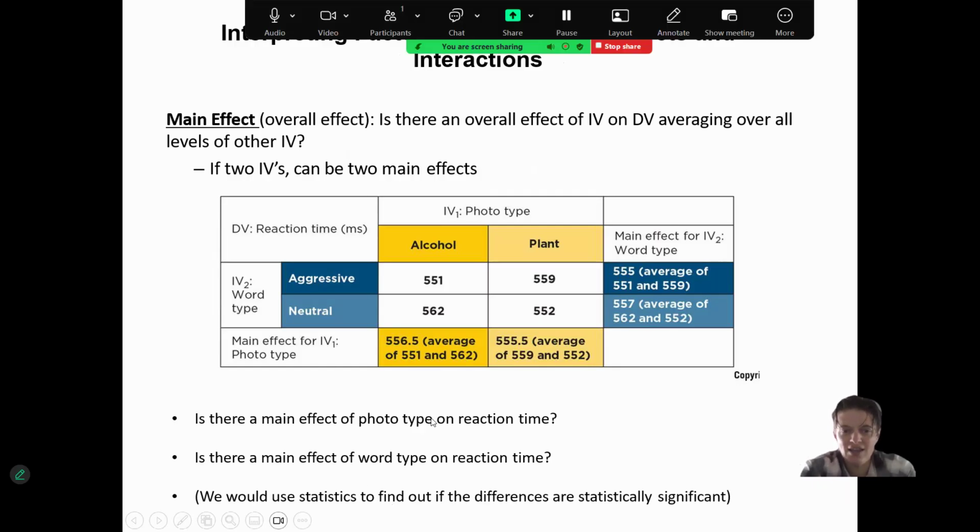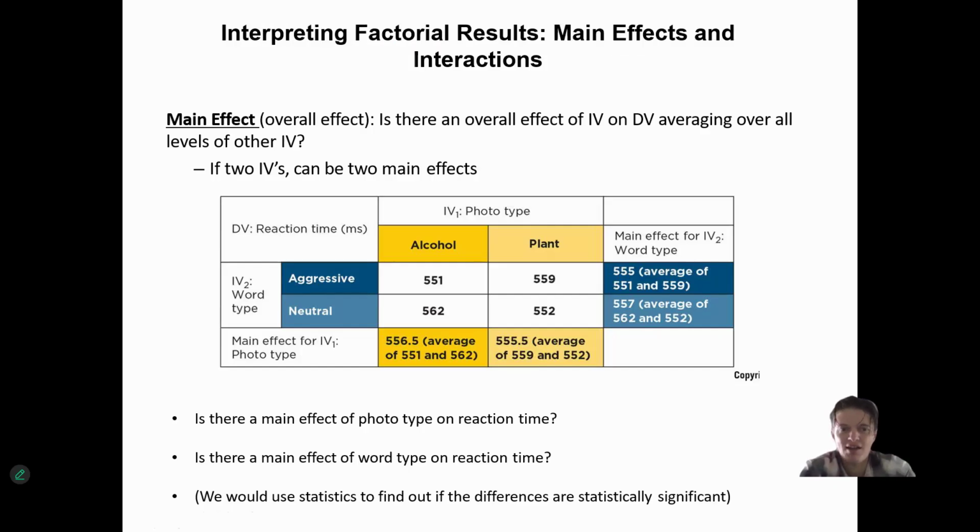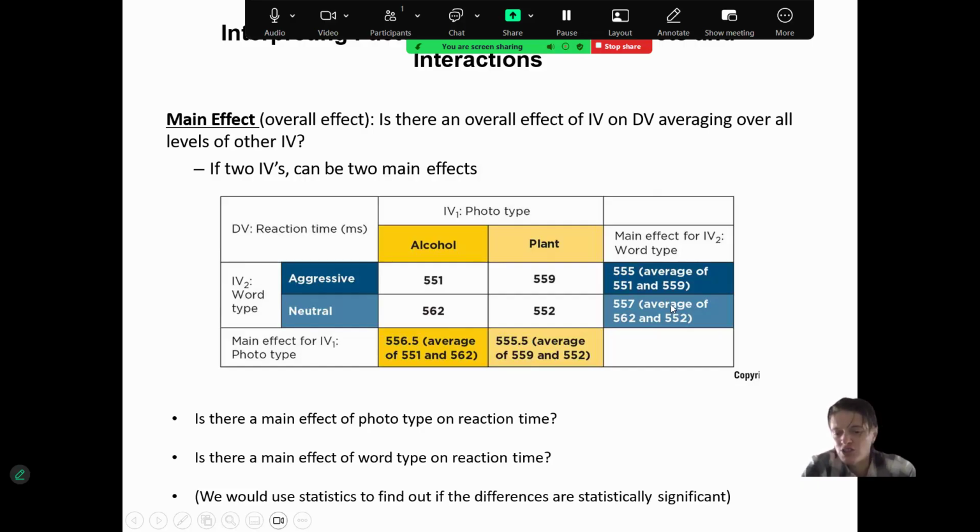So if we were looking at the independent variables of like phototype and word type, we could have one for this and one for this, right? So main effects only have to do with an overall effect, if that helps you to think about it, right? And we would use statistics in order to find this, which we're not necessarily doing here, but we would look at statistics to see if it was statistically significant. But assuming that we had a main effect, you could also potentially see this in a graph, which we'll look at a little bit as well.